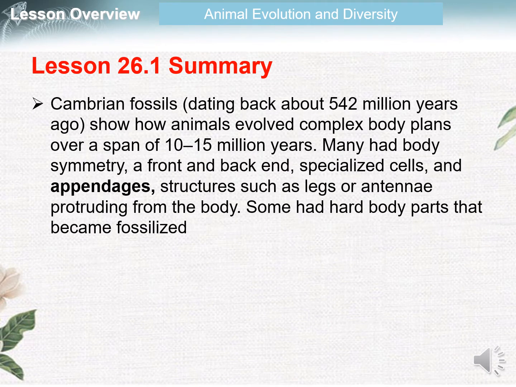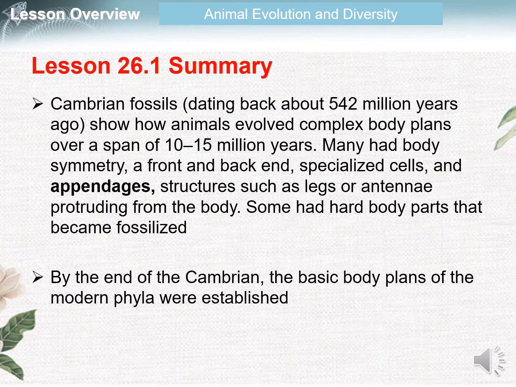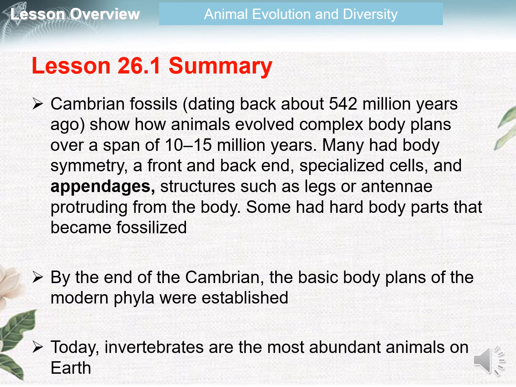Cambrian fossils, dating back about 542 million years ago, show how animals evolved complex body plans over a span of 10 to 15 million years. Many had body symmetry, a front and back end, specialized cells, and appendages, which are structures such as legs or antennae protruding from the body. Some had hard body parts that became fossilized. By the end of the Cambrian period, the basic plans of the phyla were established. Today, invertebrates are the most abundant animals on Earth.